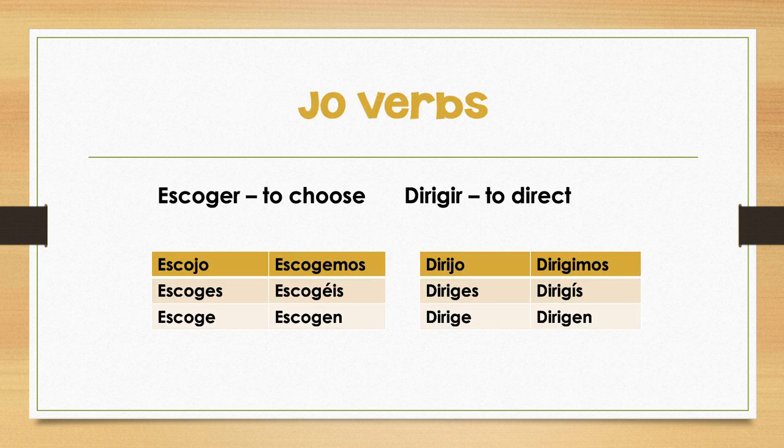We also have J verbs, which are kind of the inverse of car, gar, zar, if you've heard of those before. It's a GER verb that when you conjugate it in the yo form, if you just put GO, that makes a GO sound, and we don't want that. We want escojo, so it turns into a J. So escojo, escoges, escoge, escogemos, escogéis, escogen, and dirijo, diriges, dirige, dirigimos, dirigís, and dirigen.